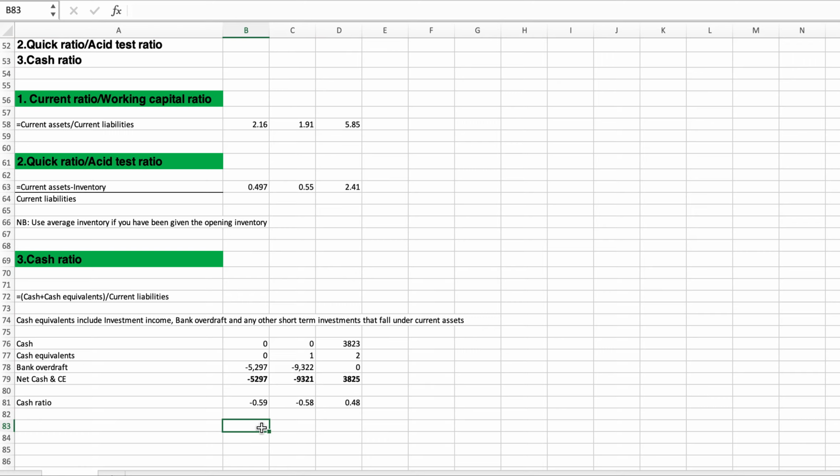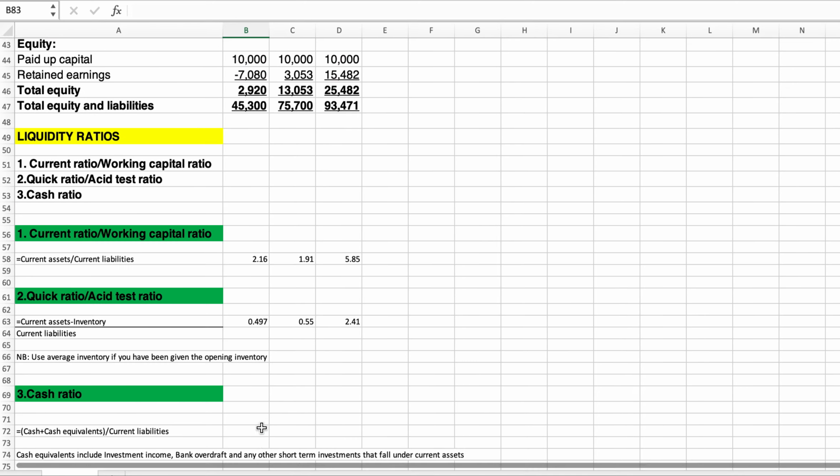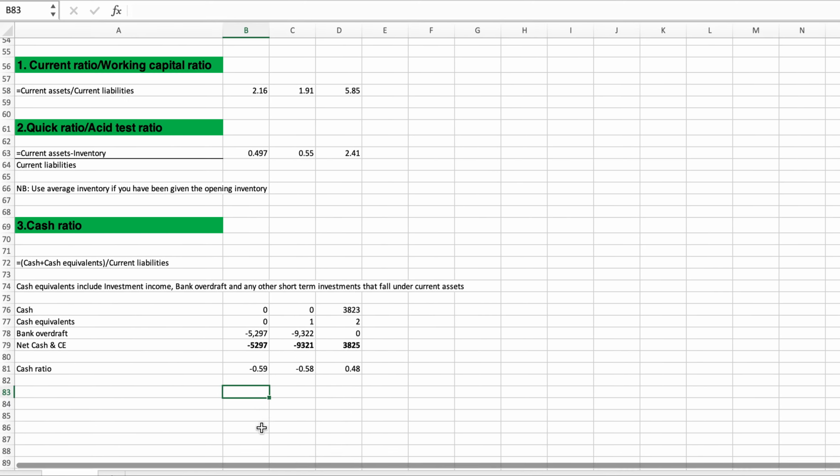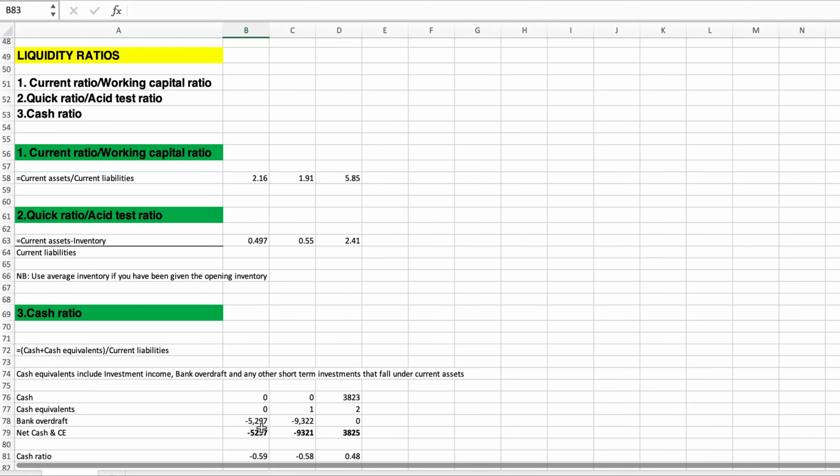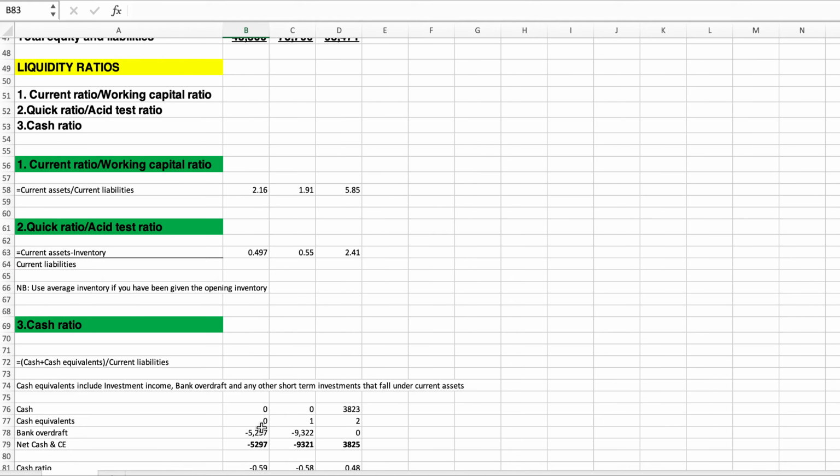So friends, that's the end of our discussion today of discussing the liquidity ratios.